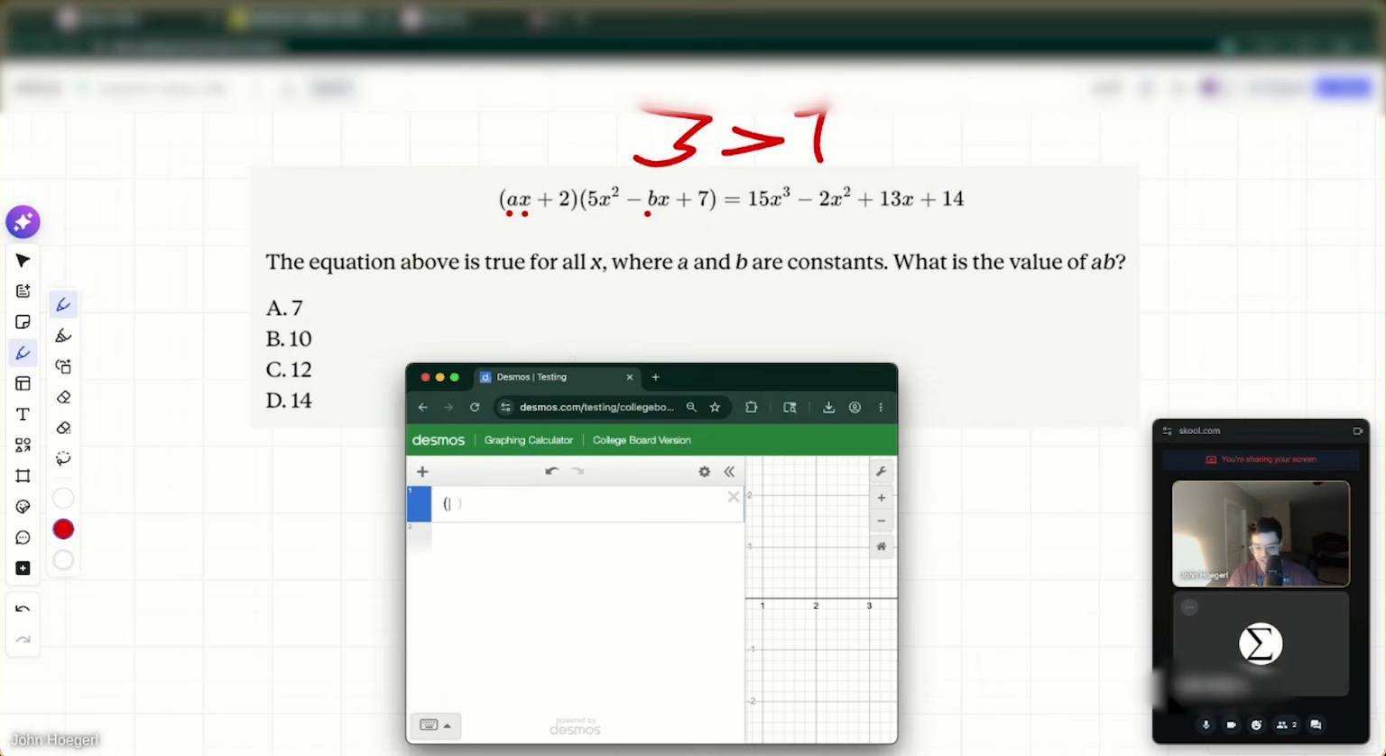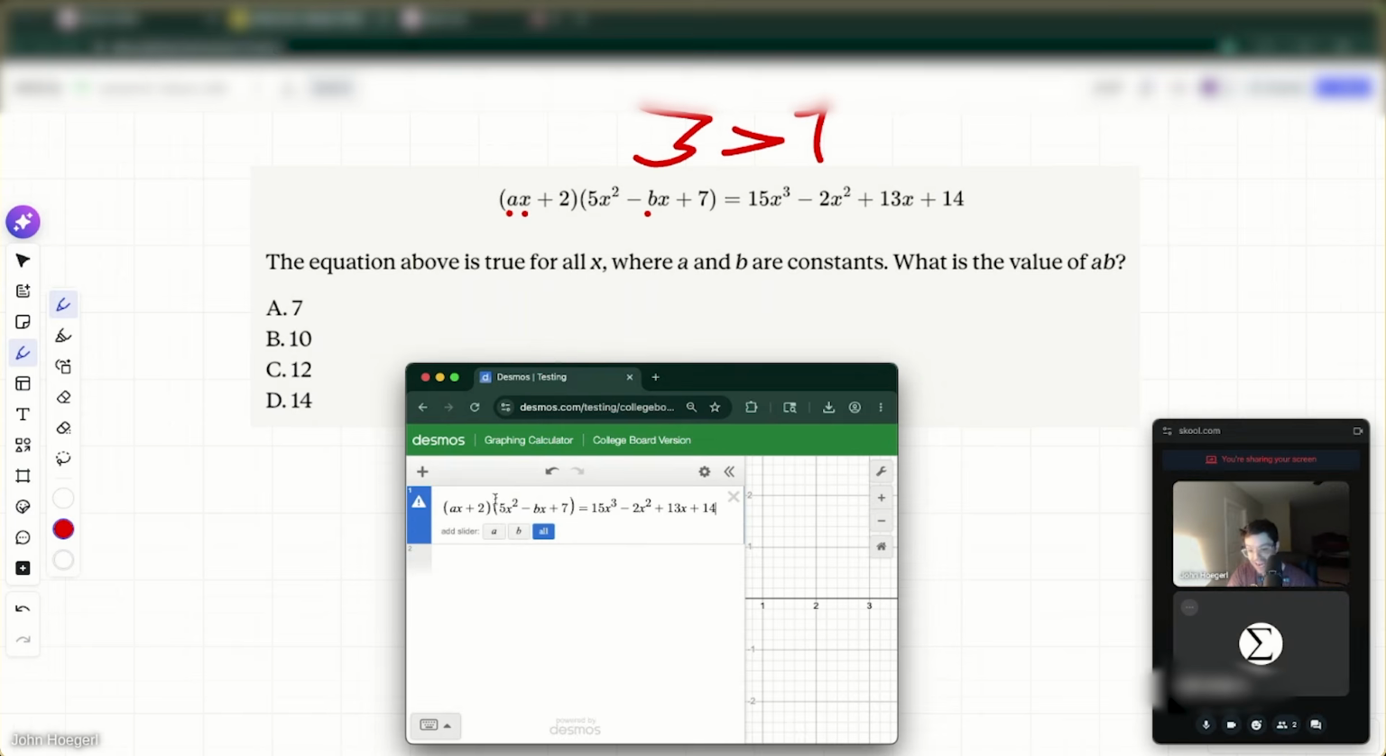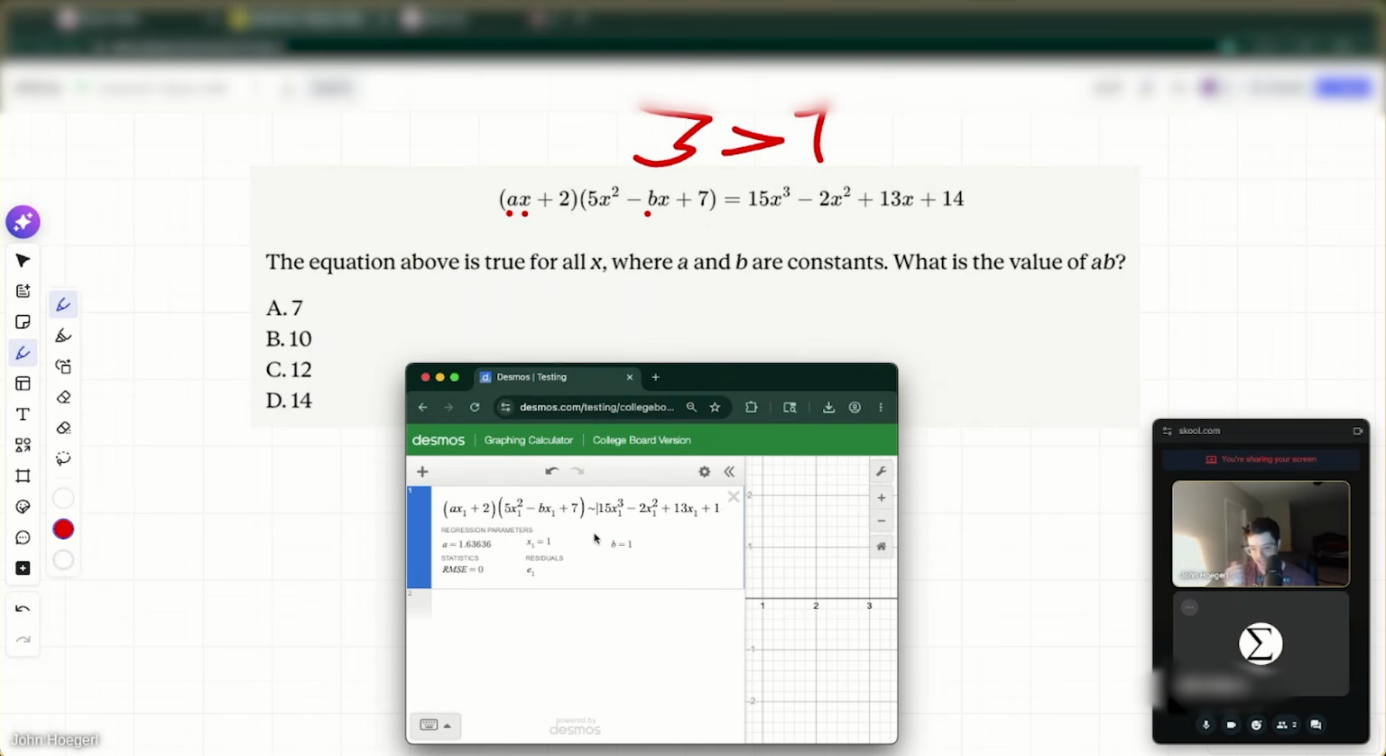I start off by just putting in (ax + 2)(5x² − bx + 7) equal to 15x³ − 2x² + 13x + 14. And then what I can go ahead and do is make x into x1. And if we had a y, we could put y1 here as well. But let me just do all of those. And then I have to put a tilde instead of the equal sign. Okay, so we have that there as well.